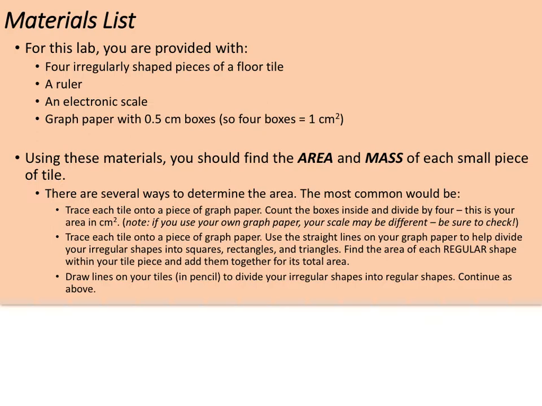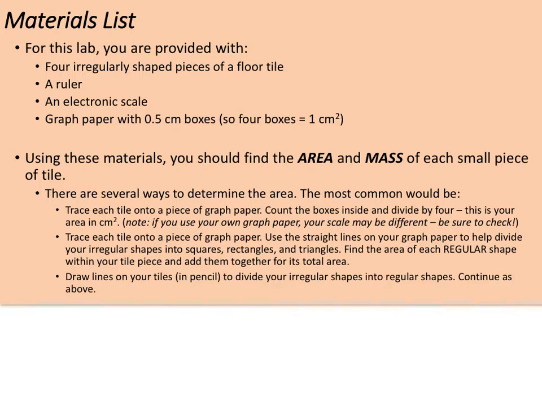In order to perform the lab, I have provided you with 4 irregularly shaped pieces of a floor tile. That means they're not going to all be perfect squares, perfect rectangles, perfect triangles, and so on. You will also have a ruler, an electronic scale, and graph paper that has 1/2 centimeter size boxes. So when you're finding area, 4 boxes would be equal to 1 centimeter squared. Your job is to use those materials and find the area and the mass of each small piece of tile.